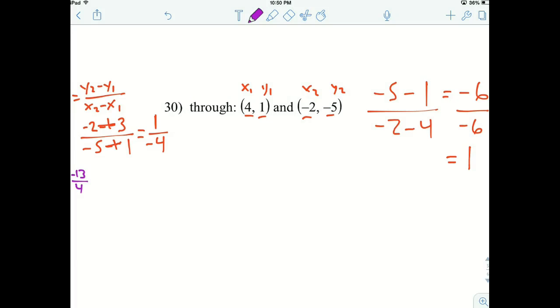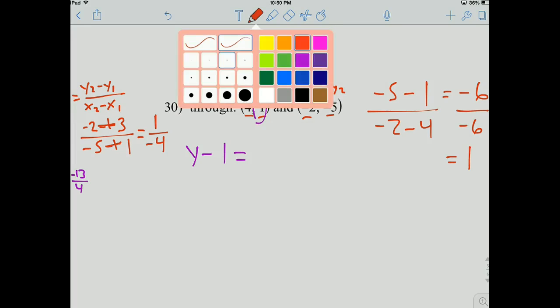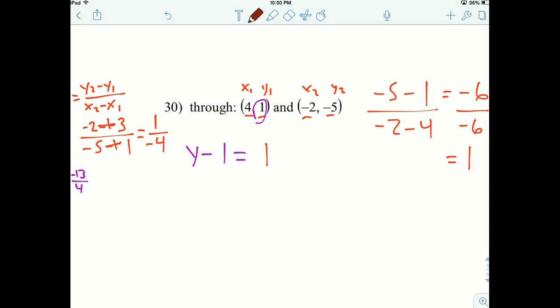Now I go to my point slope form. y minus my y1 is equal to my slope, which is 1, times x minus my x1. And this one's going to turn out to be a little bit easier than some of the others, because when I go to clean up this one and distribute so I can get rid of my parentheses, I'm going to simply be left with 1x, and 1 times negative 4 is negative 4.